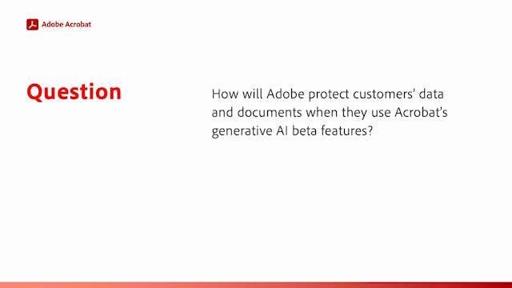But what about the data? That's another question that I'm hearing. So how will we protect customers' data and documents when they're using the generative AI functionality? I mean, we take that responsibility incredibly seriously. We know that the documents that people generally have within PDFs are some of the most valuable content that exists within an organization. That's your intellectual property. So those are your contracts. This is highly sensitive information, and we understand that.